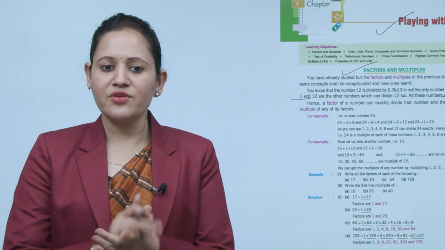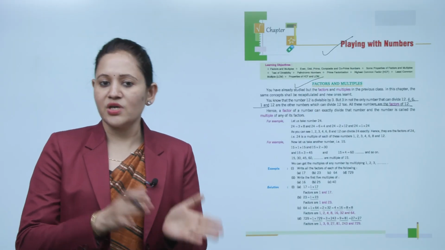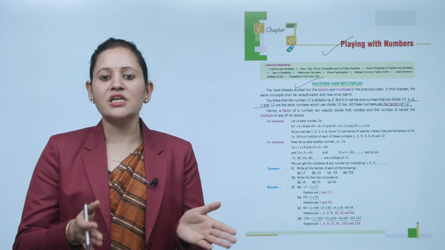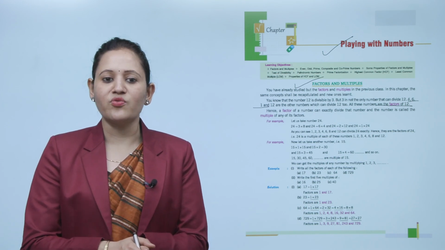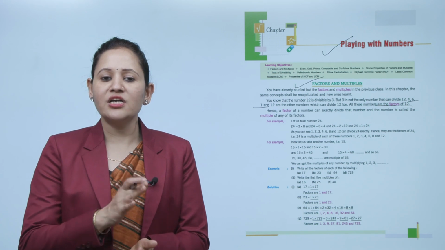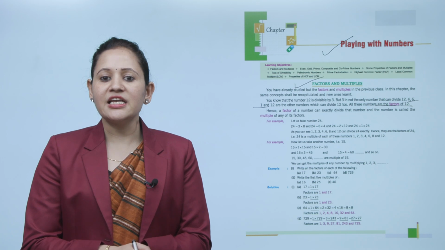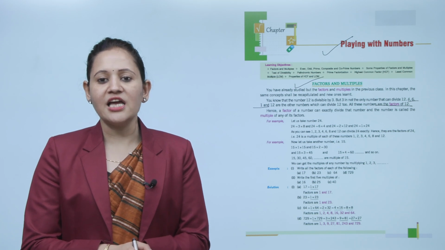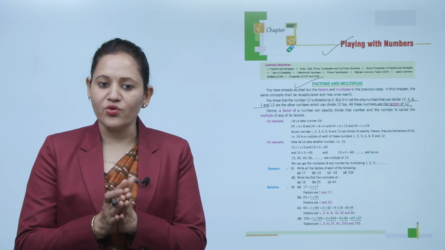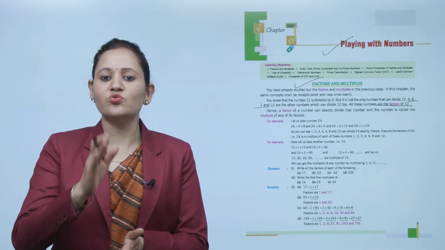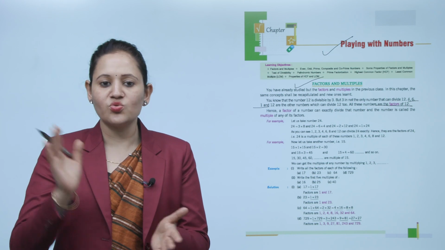Let's take number 24. 3 into 8 is 24. 6 into 4 is 24. 2 into 12 is 24. 1 into 24 is equal to 24. As you can see, 1, 2, 3, 4, 6, 8 and 12 can divide 24 exactly. Hence, they are the factors of 24, and 24 is the multiple of each of these numbers: 1, 2, 3, 4, 6, 8 and 12.